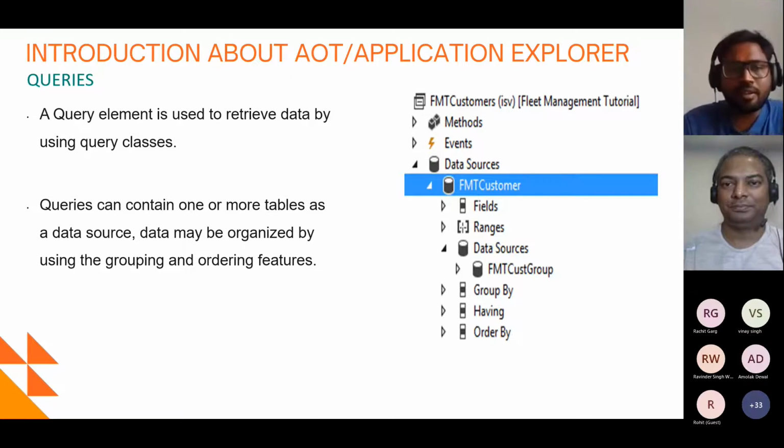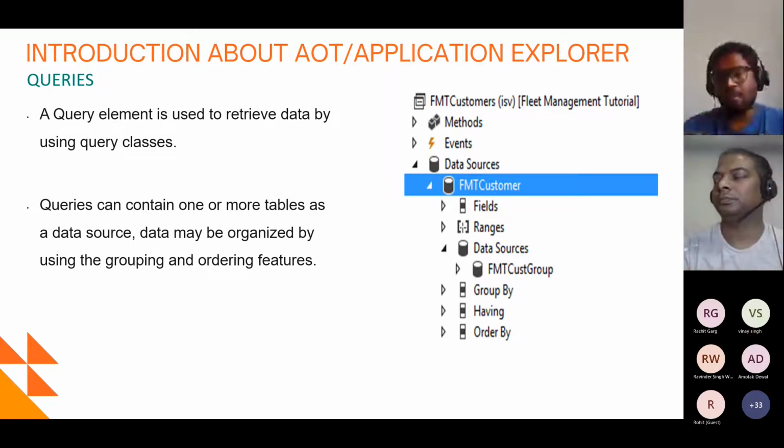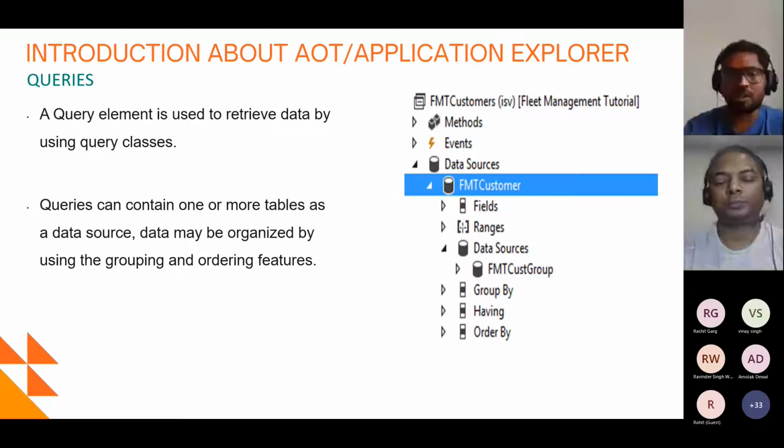Okay, so the next object that we will see is about queries. A query is an object that is used to retrieve the data by using query classes. This object will use tables as your data source. So this query object works based on your tables, and the data sources will primarily be your tables. Now you can have multiple tables defined here, and you can give the ranges and the relations, everything, like how you can do the form data source design and the report data source design.